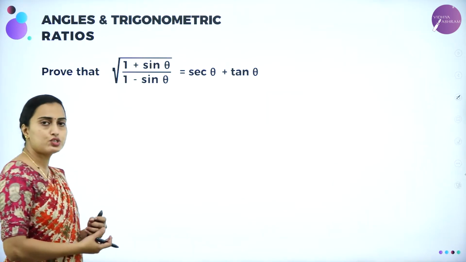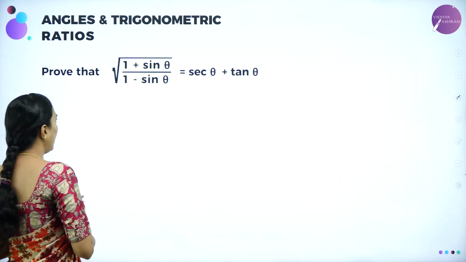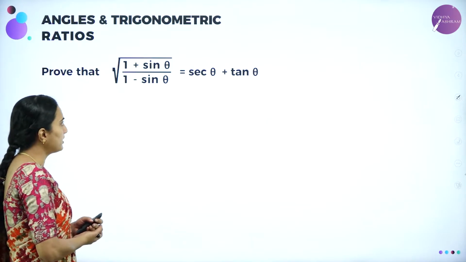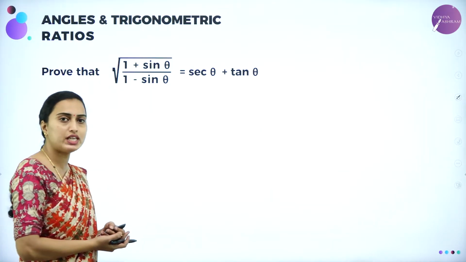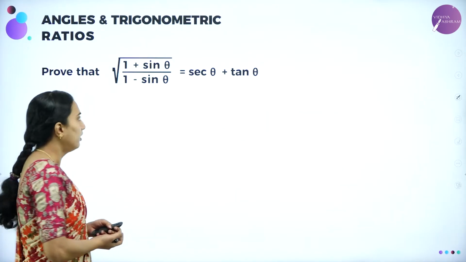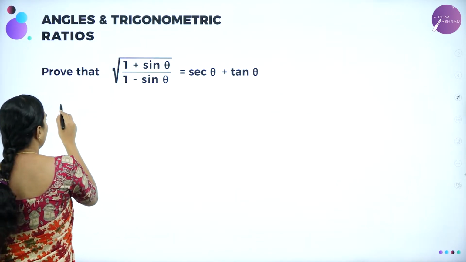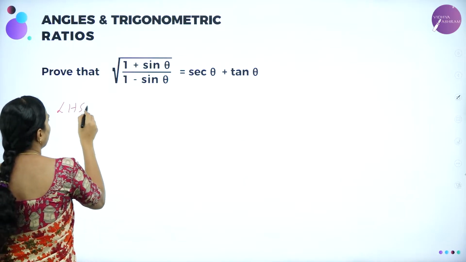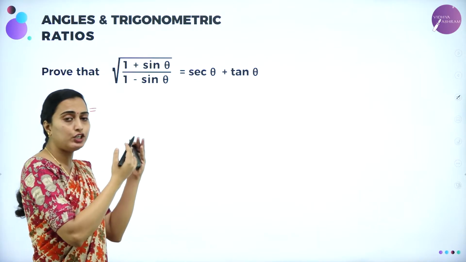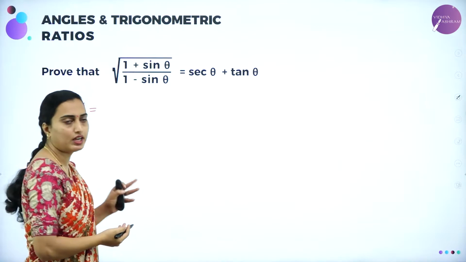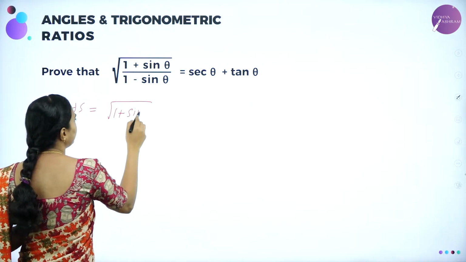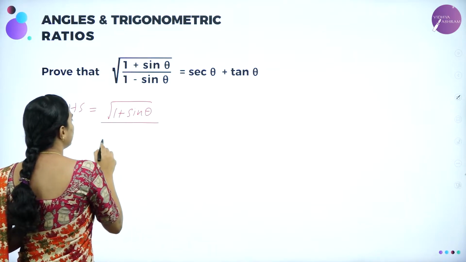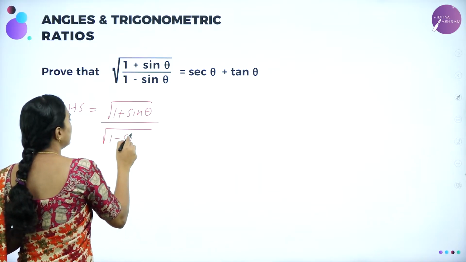What was the next one? Prove that square root of 1 plus sin theta divided by square root of 1 minus sin theta is equal to secant theta plus tan theta. Now, you are going to take LHS. You can split the numerator as well as the denominator. I am going to split that: square root of 1 plus sin theta divided by square root of 1 minus sin theta.